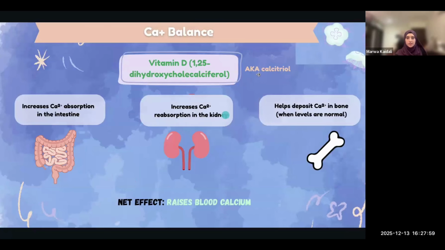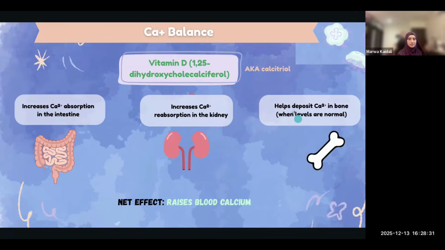And then we have vitamin D, which is also known as calcitriol. Do not forget this name, okay? Calcitriol or vitamin D. So vitamin D actually has effects on 3 main organs. The first one is the intestine, then we have the kidneys and the bones. The way it's going to work in the intestine is that it's going to increase the calcium absorption in the intestines, and then it's also going to increase the calcium reabsorption in the kidney. You don't need to know the exact mechanism of how it does that, but just know that it increases the calcium reabsorption in the kidney. And then it's also going to help deposit calcium in the bones.